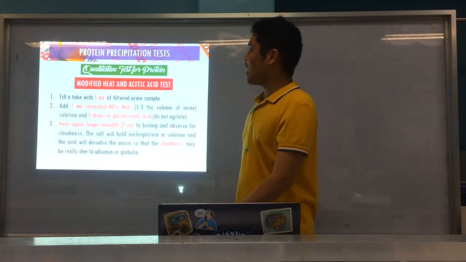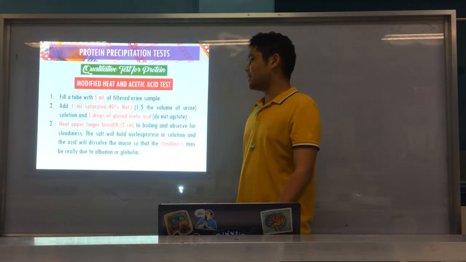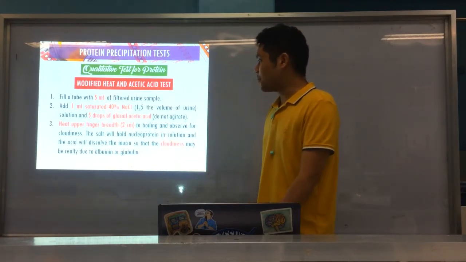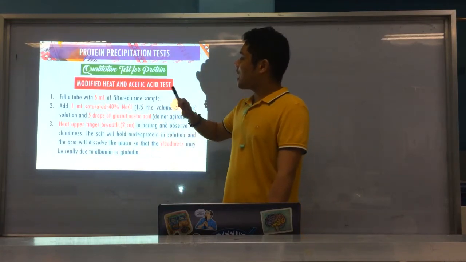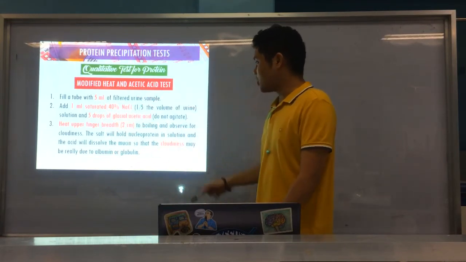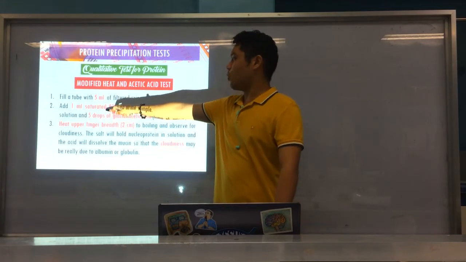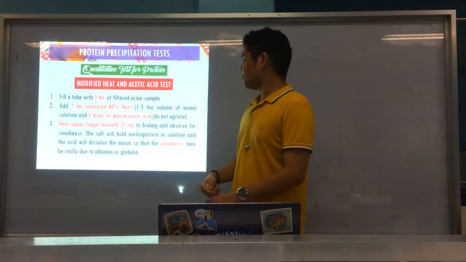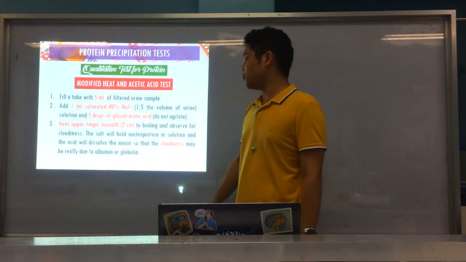Okay, now next, we also have what we call the modified heat and acetic acid test. So still the same, this time we use 5 ml of filtered urine sample. We use 40% NaCl, which is 1/5 of the volume. So 1 ml of 40% NaCl. And 5 drops still of acetic acid. Still the same, finger breadth 2 cm.